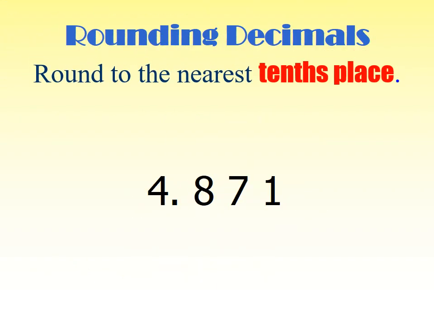So here we have to round to the nearest tenths place. So again, find your tenths, that's here. We look next door, 7, that's more than 5. So what that means is we can add a +1 here. And since we want to get the tenths, you can drop all these numbers, add +1 there, and you get 4.9.